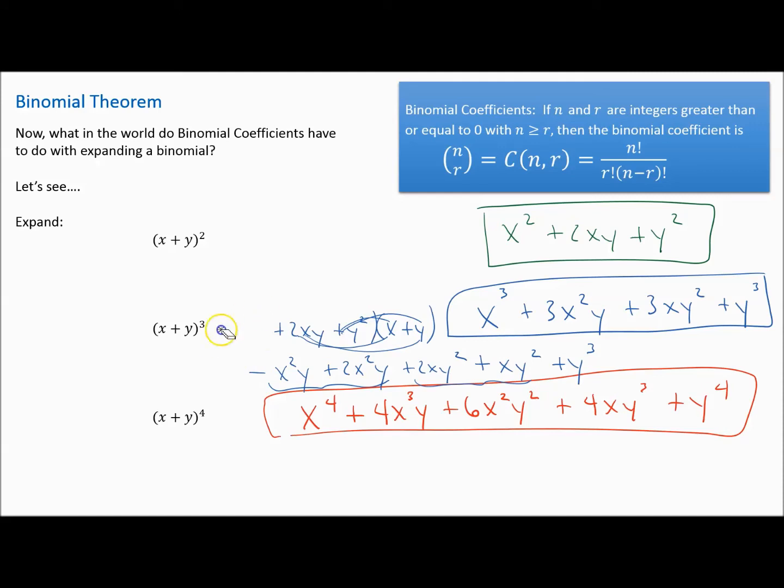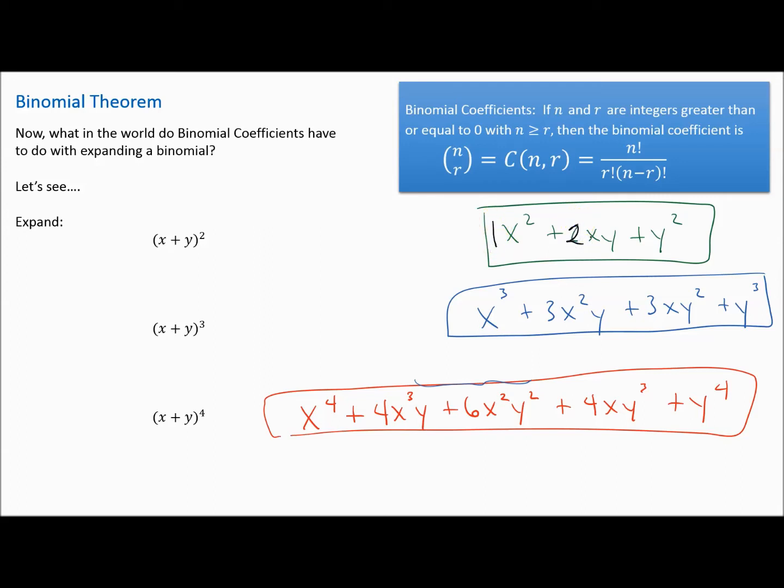Now, as I'm erasing, why don't you take a look at those patterns? You notice any patterns going on in the final results? You know what coefficients are, right? Coefficients are the numbers in front of the variables being multiplied. So, the coefficient of x squared right here is 1. The coefficient of 2xy is 2, and the coefficient of y squared at the end is 1. So that's what we mean by binomial coefficients.